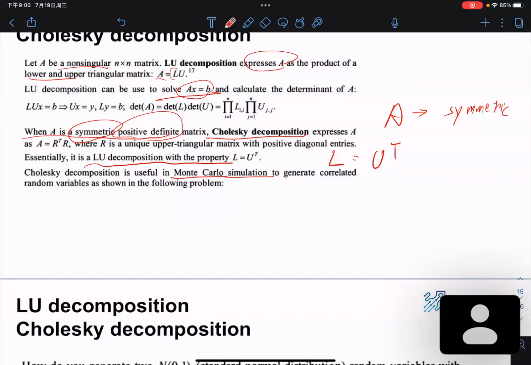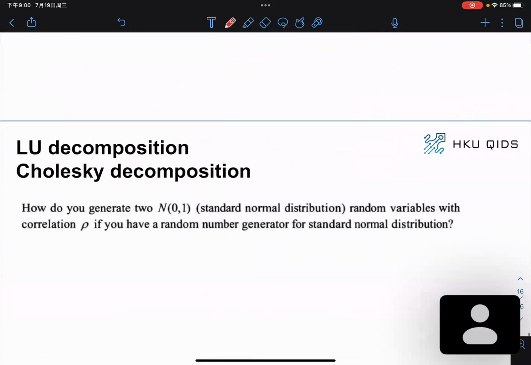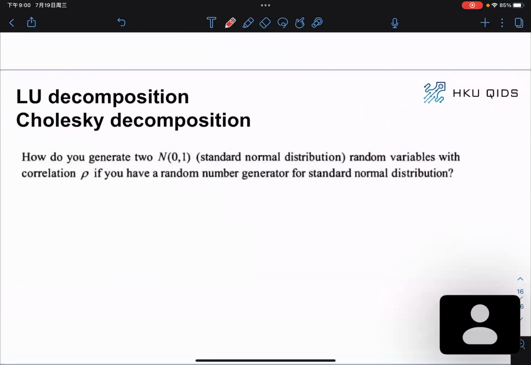Why is it the case? We just need to see this problem. So how do I generate two standard normal distribution, 0, 1, random variables with correlation rho, if you have a random number generator for standard normal distribution? So how can we solve this problem?